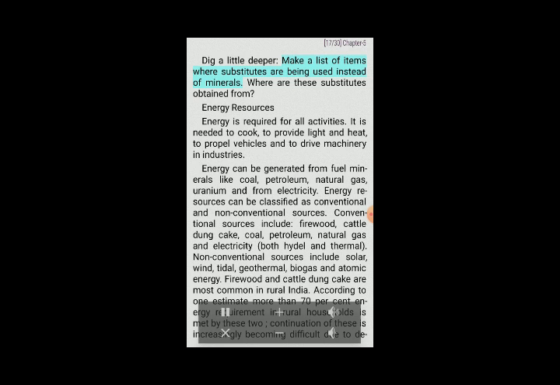Dig a little deeper. Make a list of items where substitutes are being used instead of minerals. Where are these substitutes obtained from?